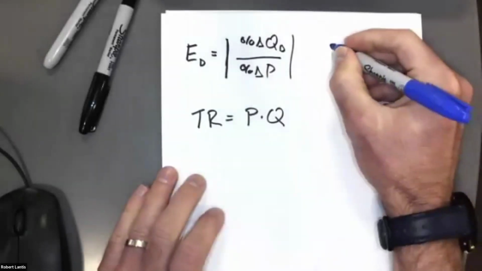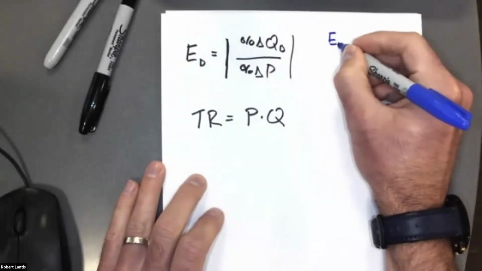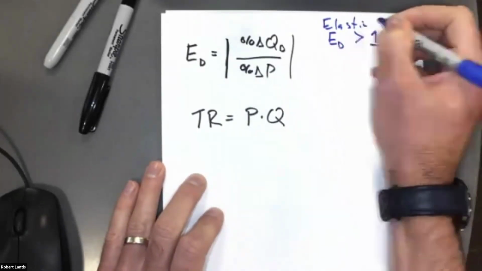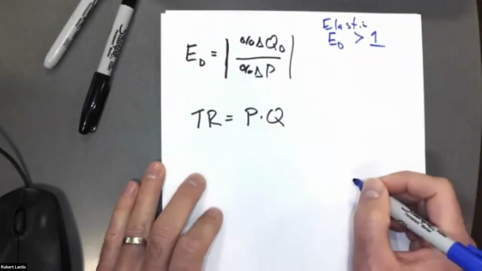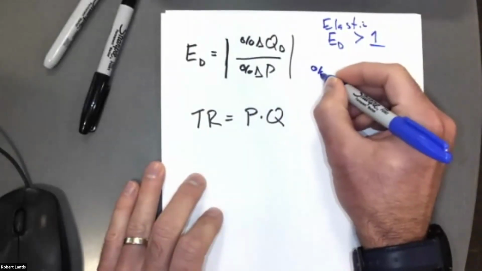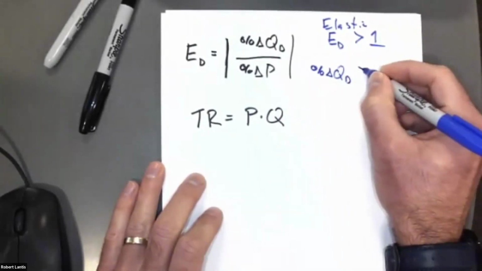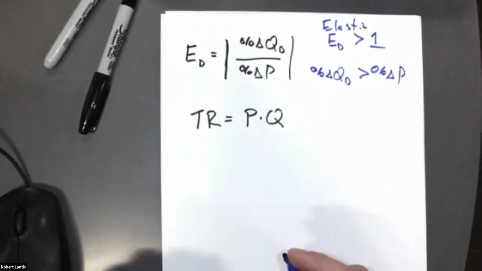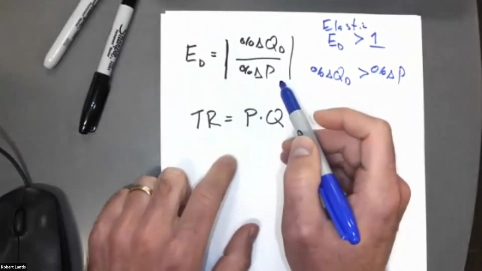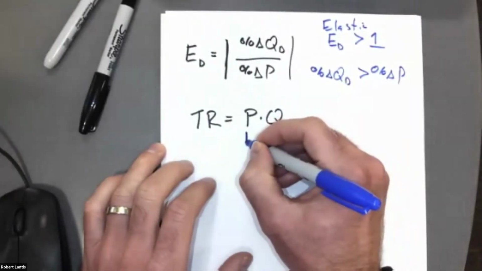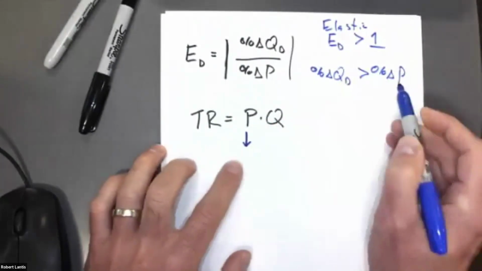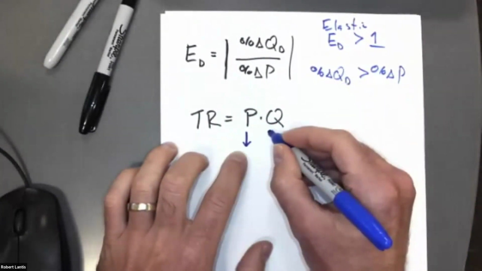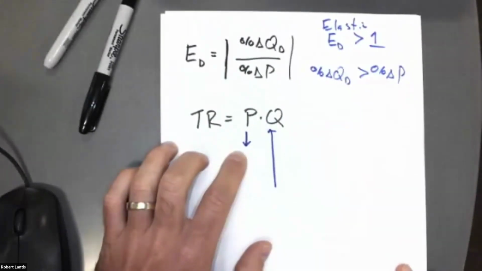Okay. If demand is elastic, we know that elasticity is greater than 1. What does that imply? That implies that my numerator must be greater than my denominator. Okay. So if demand is elastic, if I lower the price by a little bit, I know the response from demand is going to be even larger.